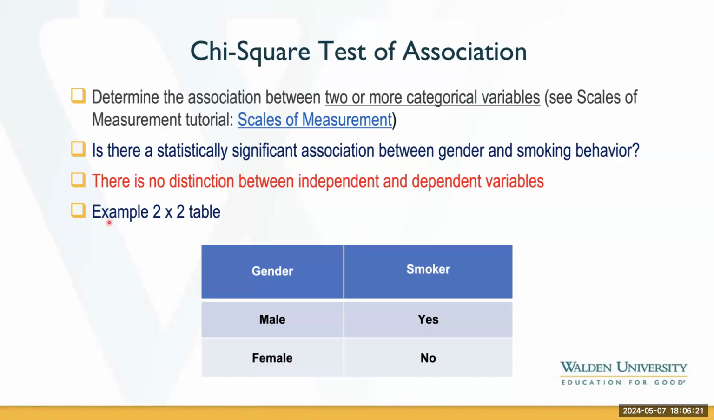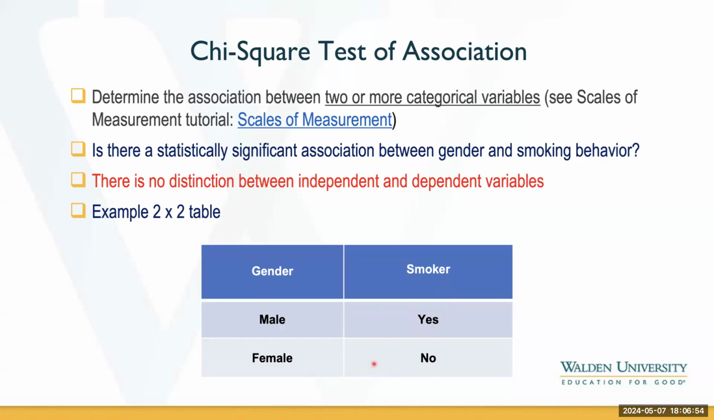Now, what we're going to look at is a very basic, the basics of basics, a 2x2 chi-square table. And what do we mean by that? It means there are 2 rows and 2 columns. So for example, the gender variable has a male and a female option. The smoker variable also has 2 categories. The individual responded yes, they smoke, or no, they don't smoke.